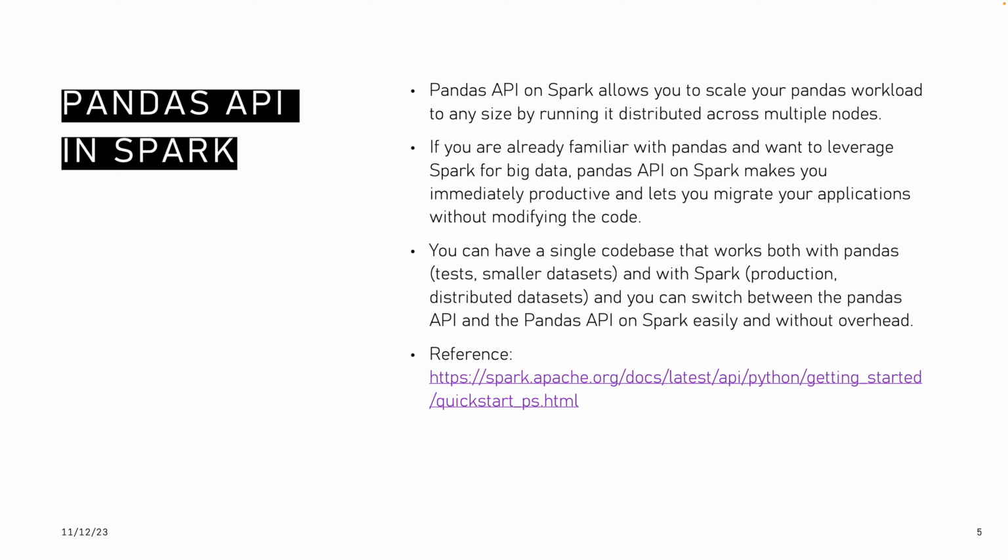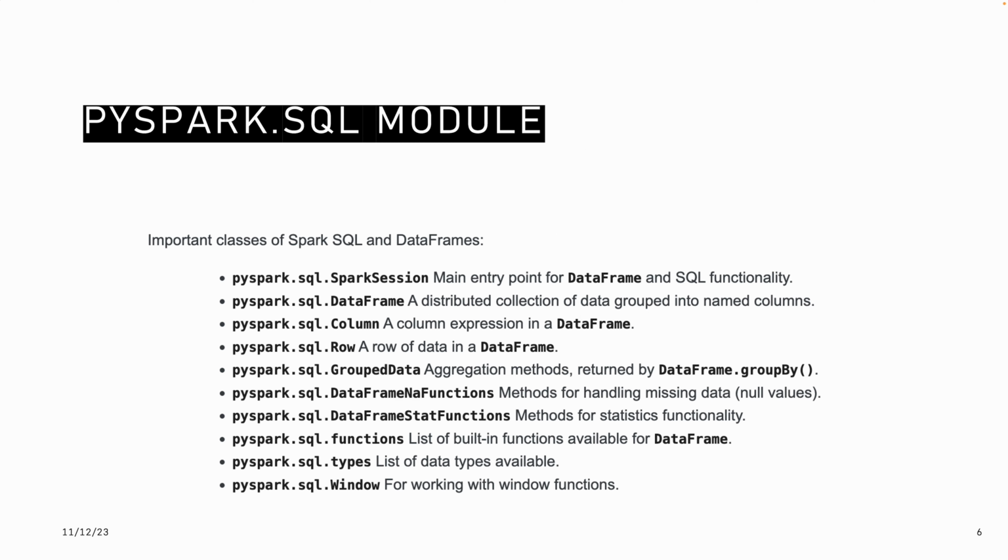So the Pandas API on Spark allows us to scale our Pandas workload to any size by running it across a distributed cluster of nodes. There is a reference link where we have clear-cut information about how to implement existing Pandas code in a Spark environment, or if you want to freshly get started with writing Pandas code within Apache Spark, you have code samples in that reference link as well. You can refer to that if you want.